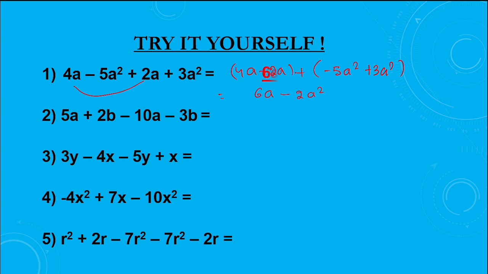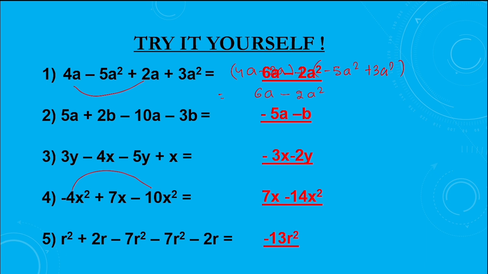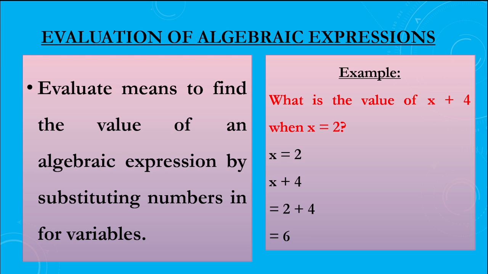Similarly solve this. Okay. The second one is minus 5a minus b, and the third one is minus 3x minus 2y, and the fourth one is minus 14x², here is 7x. Now minus 13r², because plus 2r minus 2r cancel, 7 and 7 is 14, 14 minus 1 is 13, minus 13r². Understand?